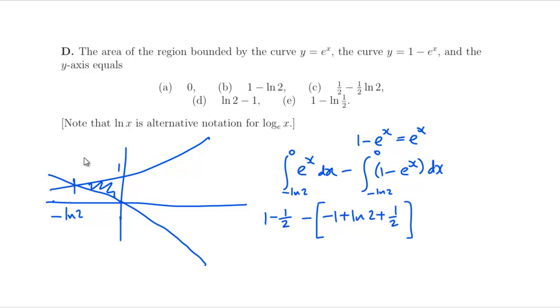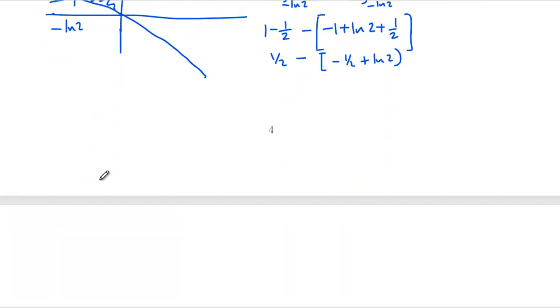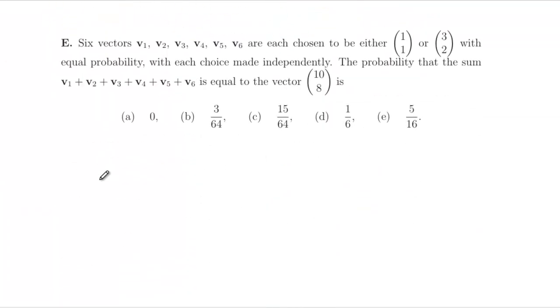So you might want to put that on an extra line. I'm just trying to save a bit of screen space. So we've got a half here, and we've got minus a half there, and a plus log 2. So we're going to have 1 minus log 2, which is B. Right, fairly standard calculus question.